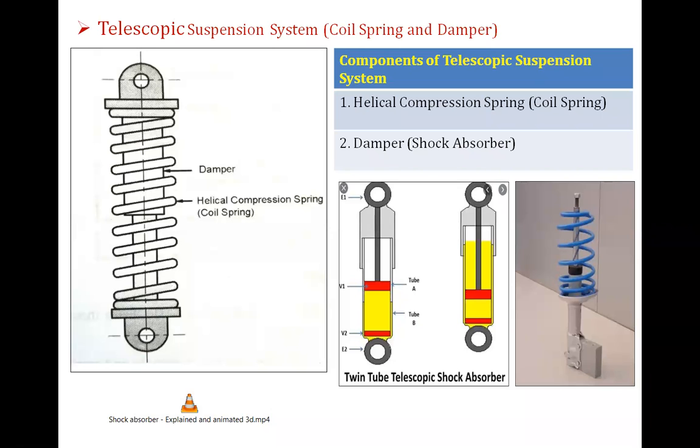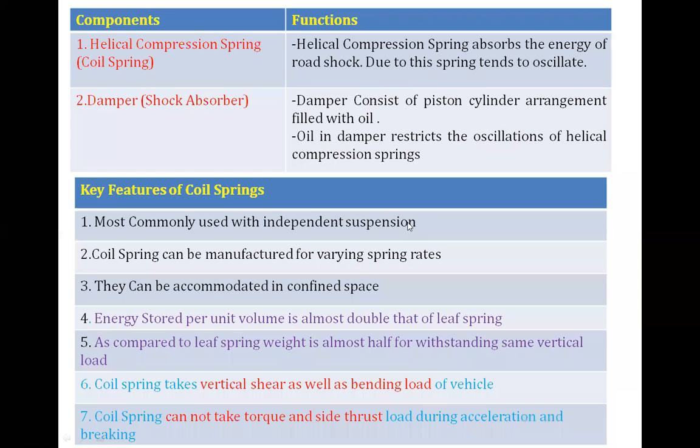Then next type of suspension system, that is telescopic suspension system. So in the telescopic suspension system, the helical compression spring is provided along with the damper. So see the helical compression spring, look at this picture, this is the helical compression spring, and twin tube telescopic shock absorber, that is damper, is provided. Damper consists of the piston and the cylinder assembly. So here the picture is showing the telescopic suspension system.